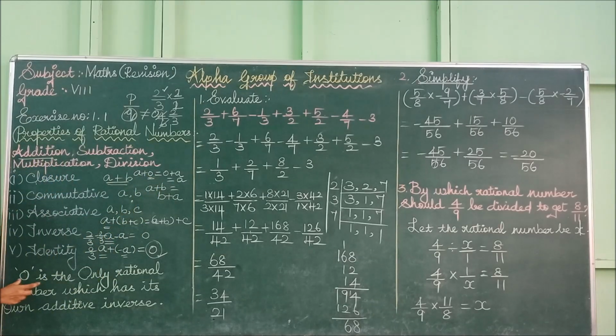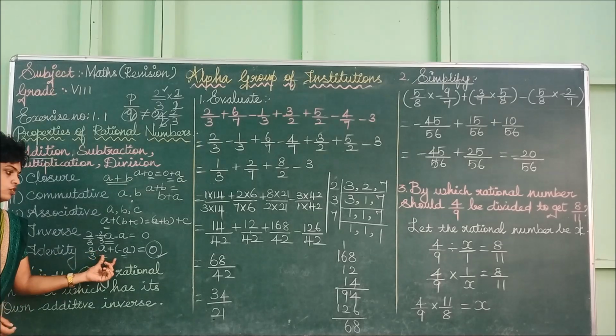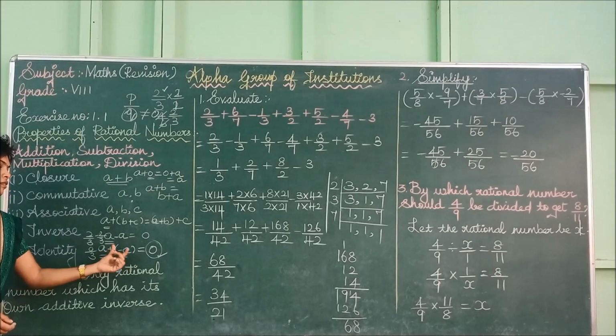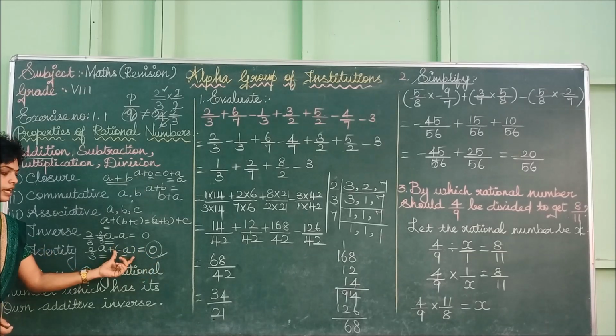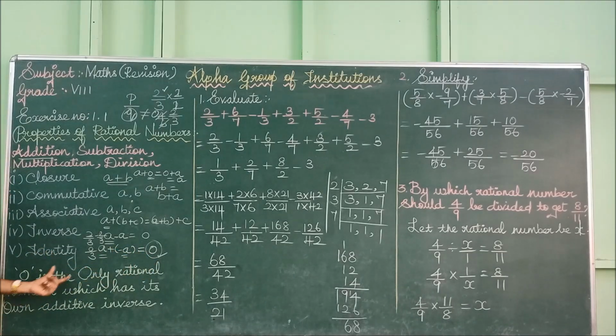Then one problem I have given in the text note also. 0 is the only rational number which has its own additive inverse. So check. If you take A with the same variable only, you get what? Result as 0. So from this condition we can say 0 is the only rational number which has its own additive inverse. So for addition, we have checked these five properties.